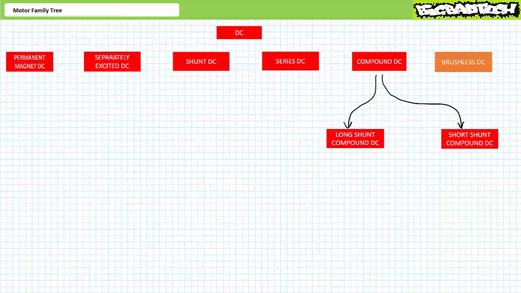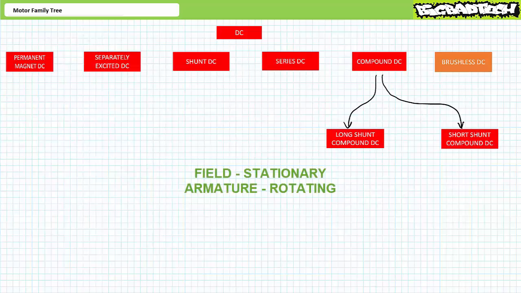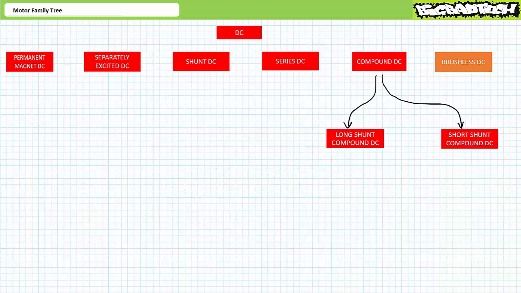The other side of the motor family tree features several different configurations of DC motors. You'll recall DC motors consist of two basic parts, the field, i.e. the stationary part, and the armature, i.e. the rotating part. The primary difference between the different classes of DC motors is the electrical relationship of field and armature. You may encounter permanent magnet DC motors, separately excited DC motors, shunt wound DC motors, series DC motors, two types of compound DC motors, and the increasingly popular brushless DC motor.